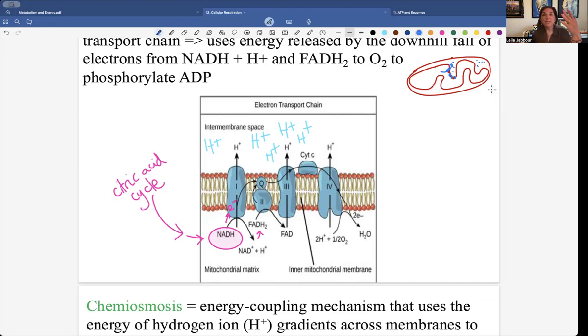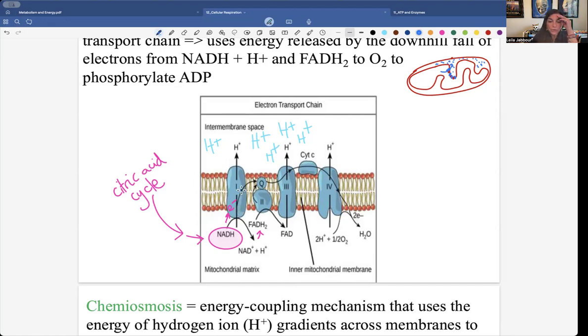How are they pumping these hydrogen ions? With what energy? With the energy released from the electrons that are being plucked off NADH. When you oxidize NADH, you take energy out of that molecule, and you're using that energy to pump the hydrogen ions against their gradient into this small space between the two membranes. And they're accumulating and accumulating.